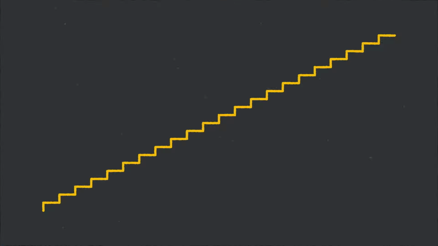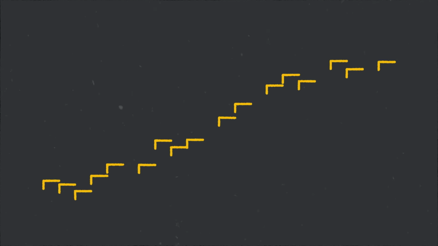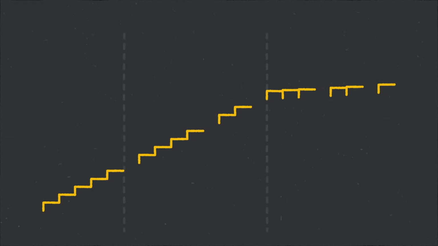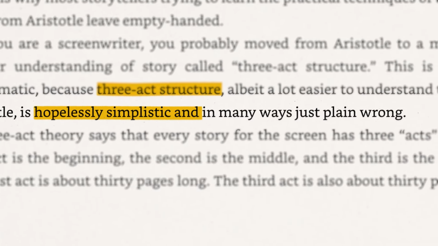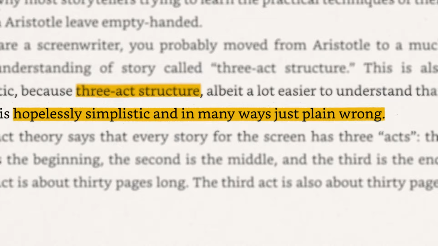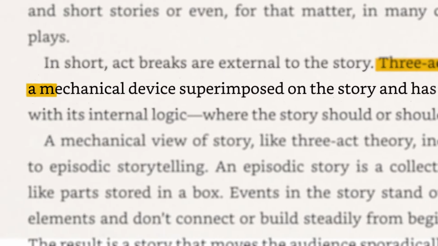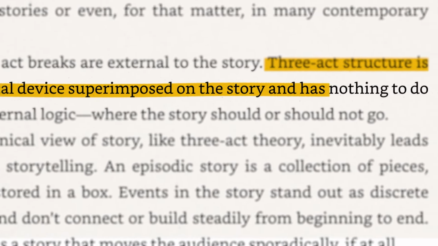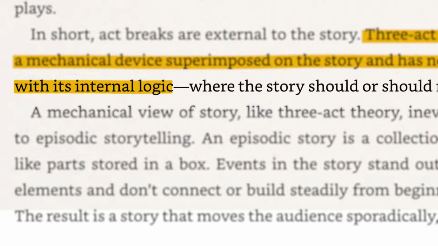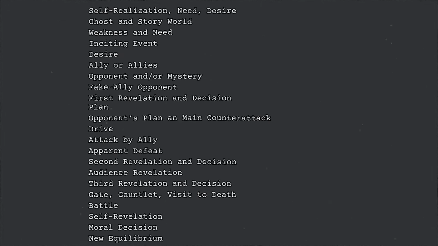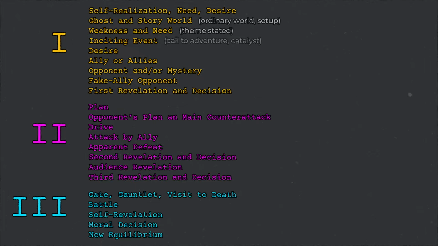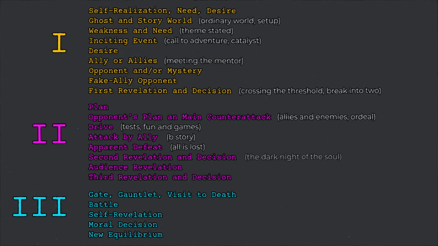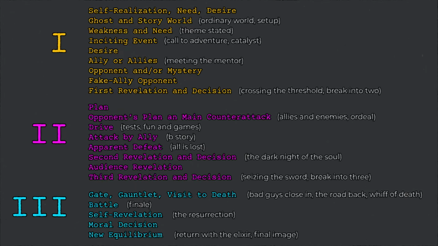So there it is. Kind of 22, sort of steps to complete a plot that definitely doesn't follow the 3-act structure. I mean, a 3-act structure would be hopelessly simplistic and in many ways just plain wrong. 3 acts? Pfft, that's a mechanical device superimposed on the story and has nothing to do with its internal logic. There's no way Truby's 22 steps would easily divide into 3 recognizable acts that include steps almost identical to those found in some of the most famous explorations of the 3-act structure.